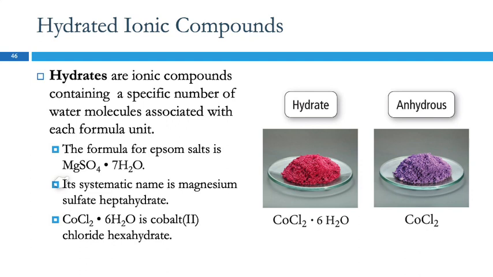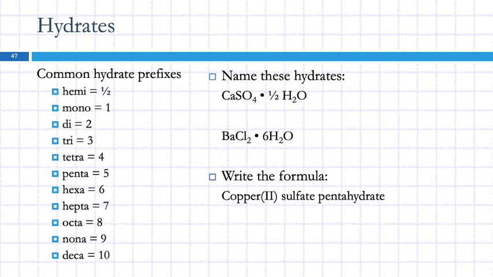We can name this the same way we name any other ionic compound. This is magnesium sulfate. And then this business at the end, we're going to use a prefix that means 7. So hepta, and the water we call hydrate. So heptahydrate. CoCl2·6H2O. The CoCl2 is cobalt(II) chloride. And for 6 waters, we'll say hexahydrate. These are the prefixes that we use for hydrates. And we'll see that we use these for 2 other ways of naming things as well.